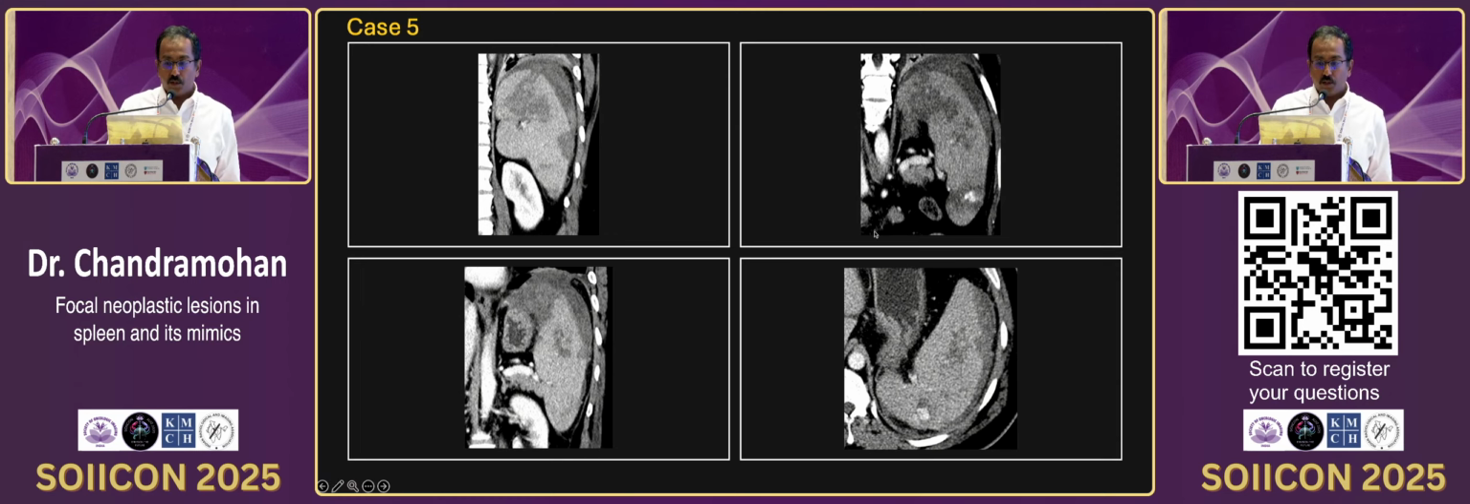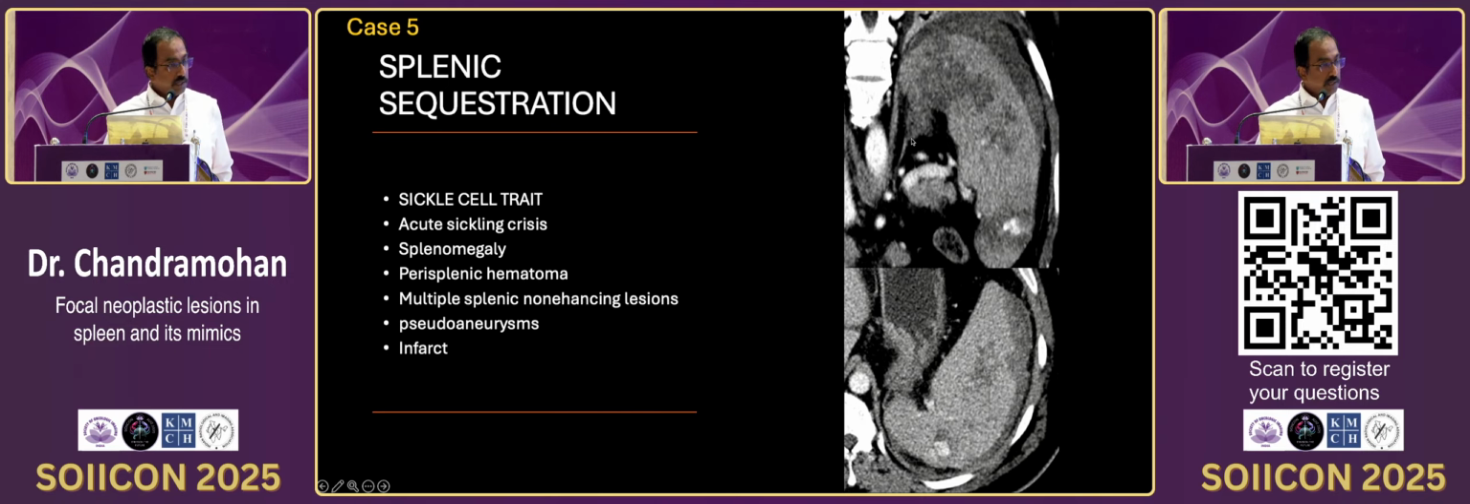These are the coronal images. We can see the pseudoaneurysms within the spleen, the perisplenic hematoma, and multiple hypodense lesions within the spleen. This turned out to be splenic sequestration. The patient presented with acute abdominal pain, which was basically a sickle cell acute sickling crisis with severe abdominal pain. Splenomegaly will be there, with perisplenic hematoma, multiple splenic pseudoaneurysms and infarcts.